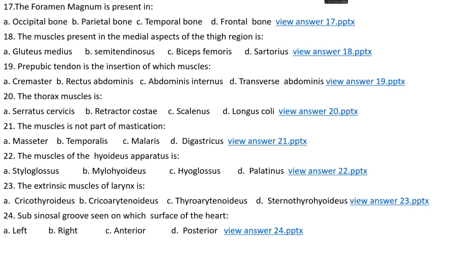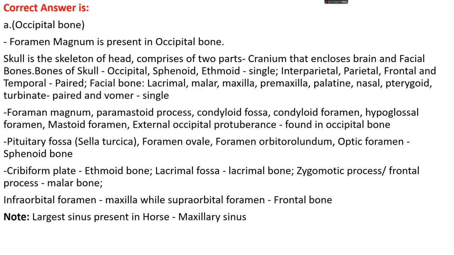Question number 17. The foramen magnum is present in option A, occipital bone, option B, parietal bone, option C, temporal bone, option D, frontal bone. The right answer is option A, that is occipital bone. Foramen magnum is present in occipital bone.